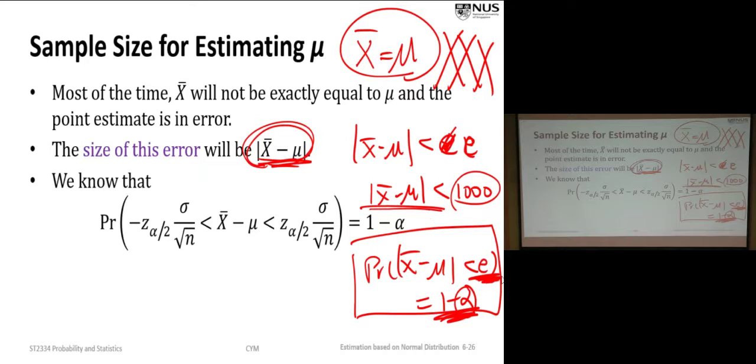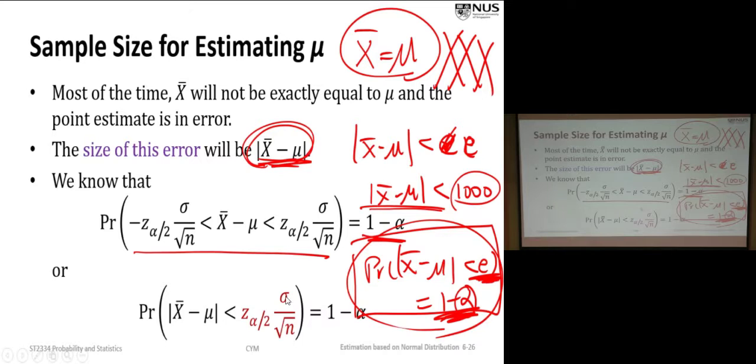So in this formula, there is this sample size in it, and we try to figure out what this n is. So now I know this is correct. This is equal to 1 minus alpha. All right? So I rearrange it. So I have this one.